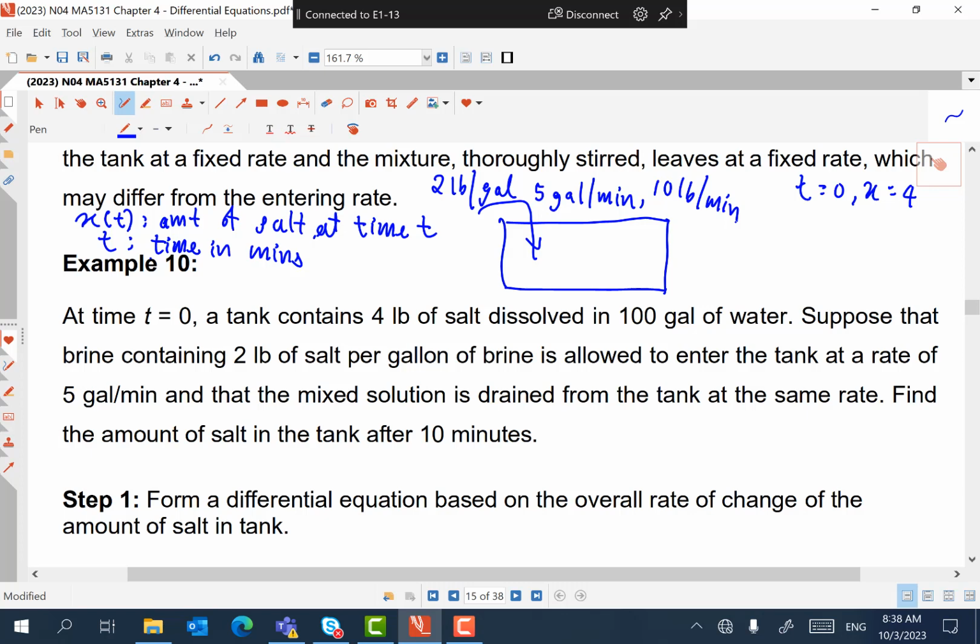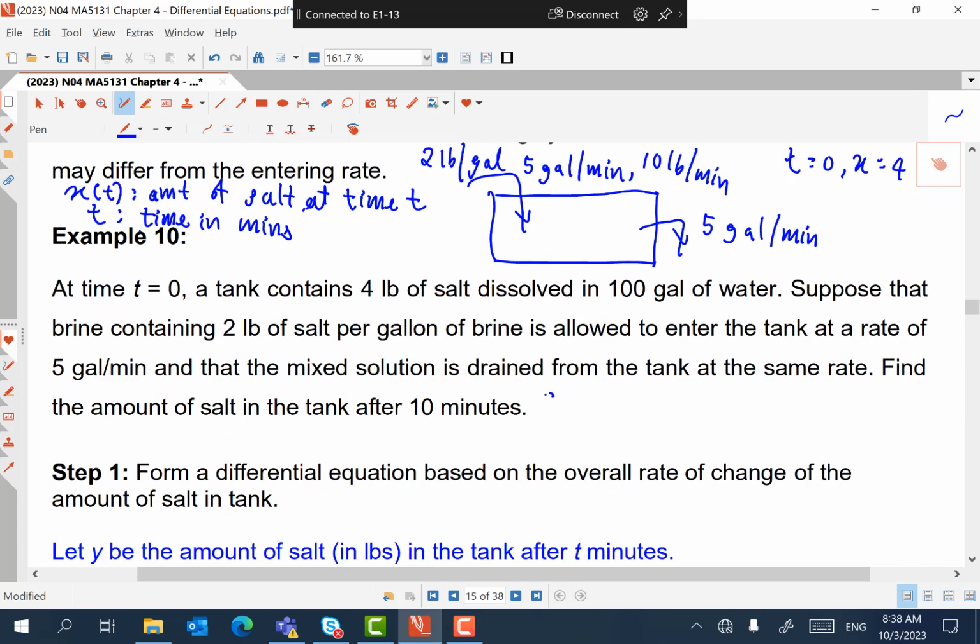And then you are told that the mixed solution is drained from the tank at the same rate. What do you mean by same rate? It means it's pumping out at also 5 gallons per minute. So if we let x be the amount of salt in the tank at time t, you will realize that this x actually fluctuates. There's always the incremental rate, and there's always the decremental rate.